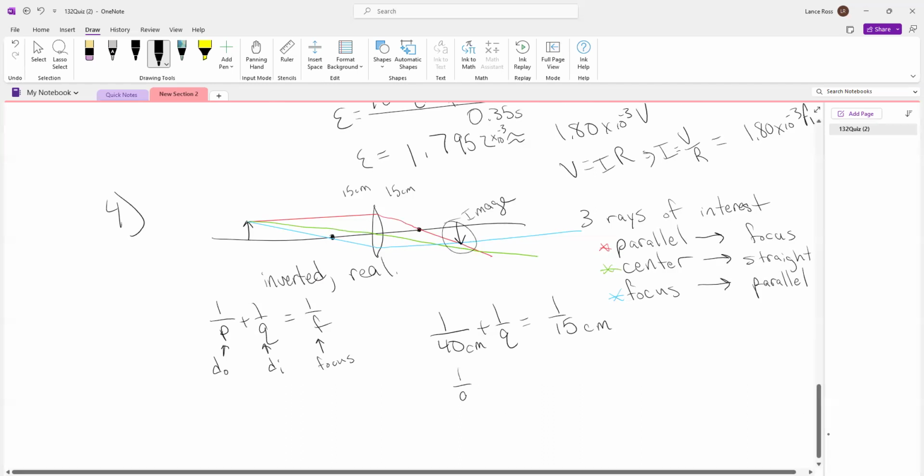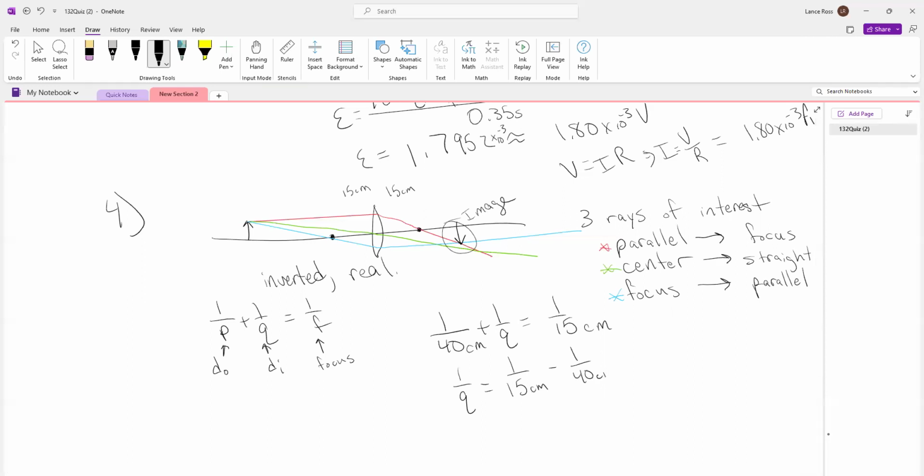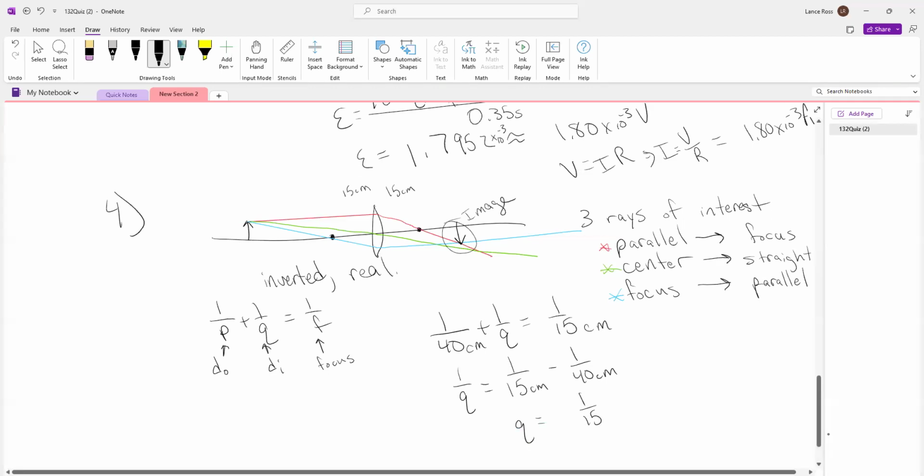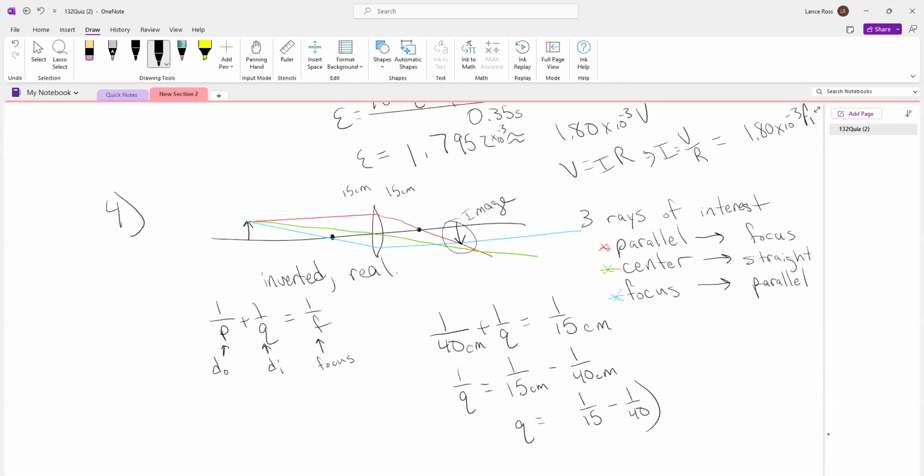So we'll have 1 over Q is equal to 1 over 15 centimeters minus 1 over 40 centimeters, and then take the reciprocal. Q will be 1 over 15 minus 1 over 40, reciprocal centimeters, right? We had centimeters on the bottom. When I take the reciprocal, it'll be on top. So 1 divided by 15 minus 1 divided by 40, and then equals and x to the negative 1. All right, I get 24 centimeters as my Q.